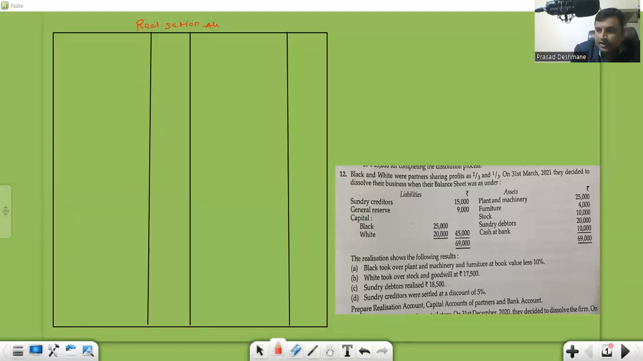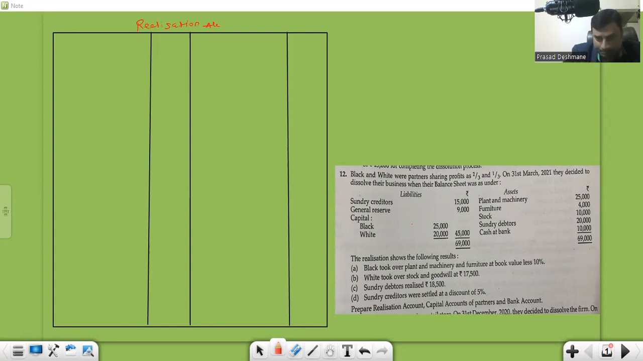This is the sum. First, I'll read the sum. Black and white were partners sharing profits in 2/3 and 1/3, so basically 2:1 is the ratio. On 31st March 21, they decided to dissolve their business when their balance sheet was as under. There are two partners, the ratio is 2:1. On the liability side we have creditors, reserves and capital, and on the asset side we have plant, furniture and so many other assets. There are also some adjustments given for the dissolution.